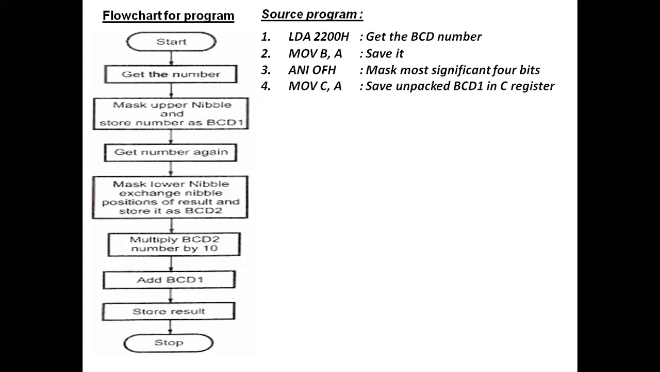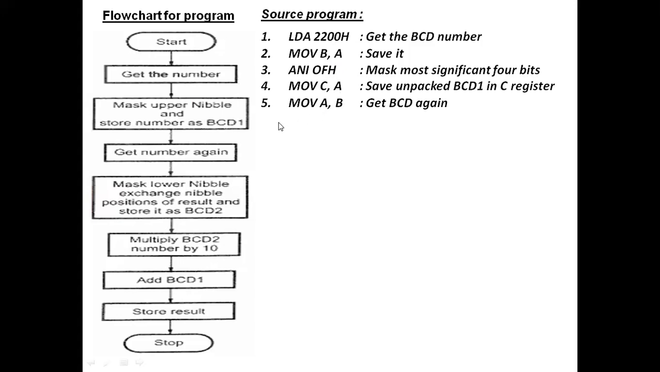After getting, now this value is considered to be the BCD1. So we temporarily store this value into the C register. So C register now contains BCD1. Now we get again the BCD value, which was temporarily stored in B register, into the accumulator.